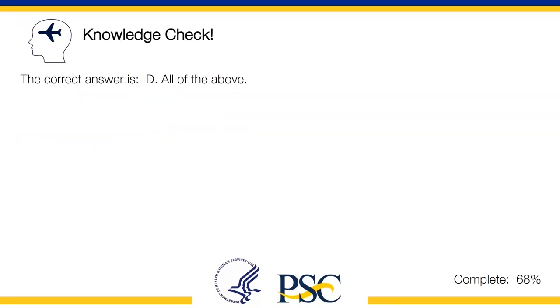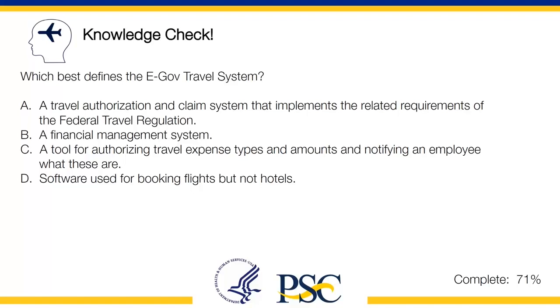The correct answer is D. All of the above. Which best defines the eGov travel system? A. A travel authorization and claim system that implements the related requirements of the Federal Travel Regulation. B. A financial management system. C. A tool for authorizing travel expense types and amounts and notifying an employee what these are. D. Software used for booking flights but not hotels. Pause the video, consider your response, and then resume to learn the answer.